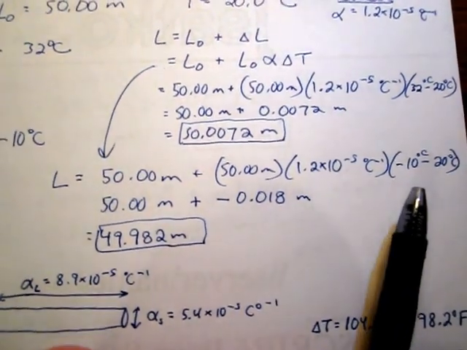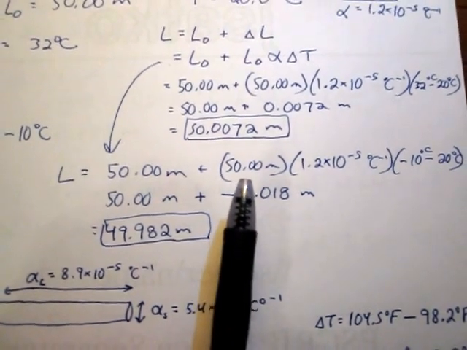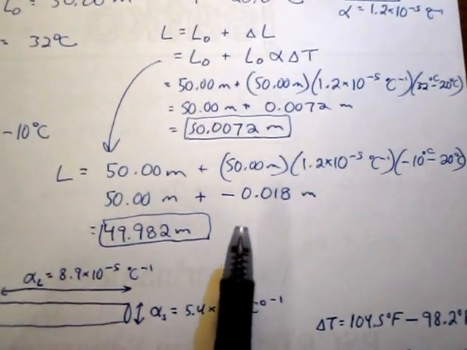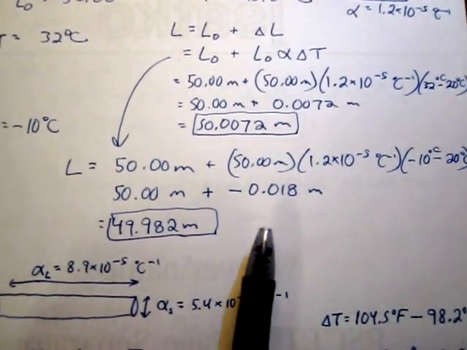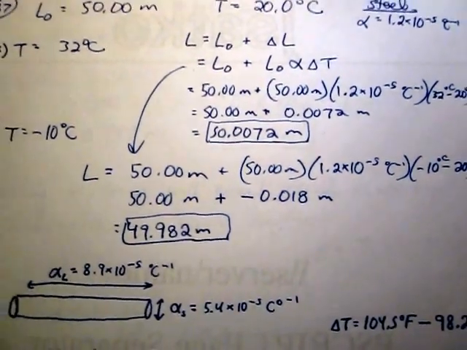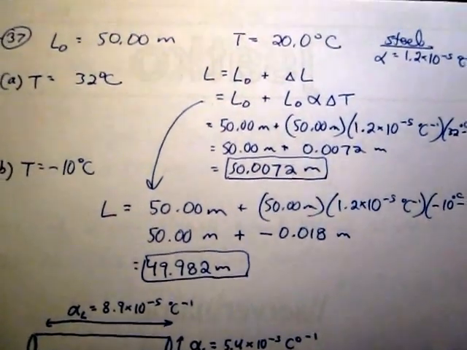The effect of that being negative means that this whole delta L term will be negative, which means when we cool it off, it decreases in length. So 50 meters plus the change, which is negative 0.018 meters, 49.982 meters is the length of the measuring tape at a temperature of negative 10 degrees Celsius.